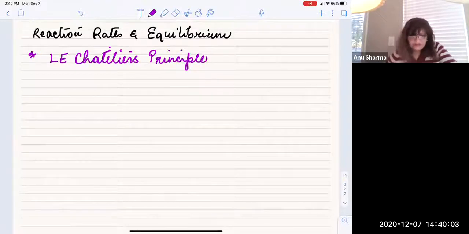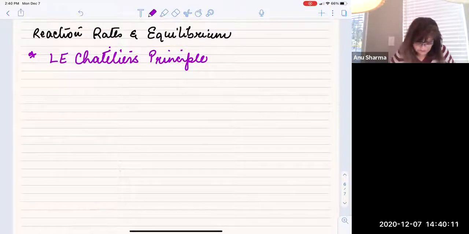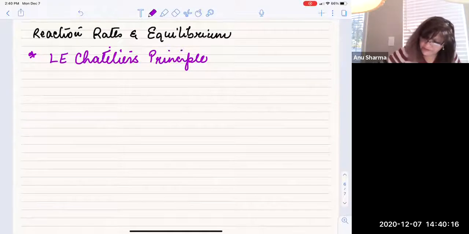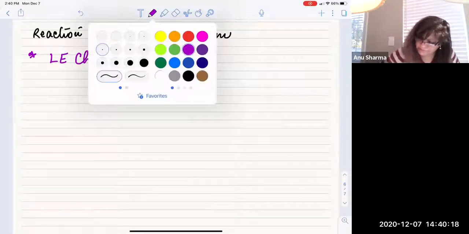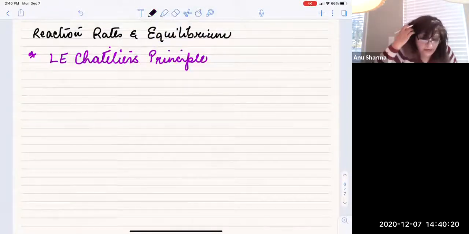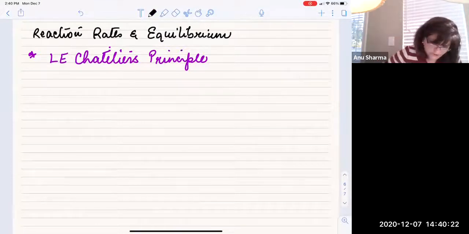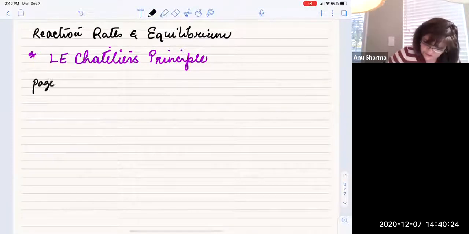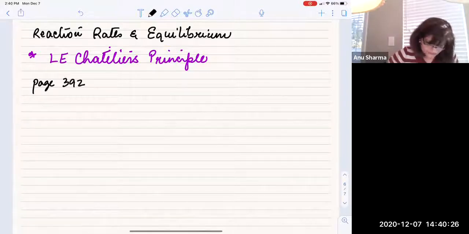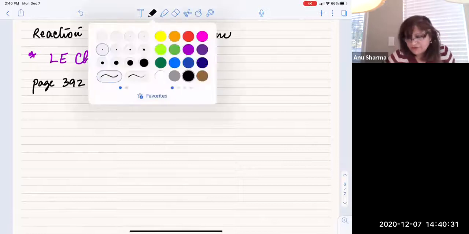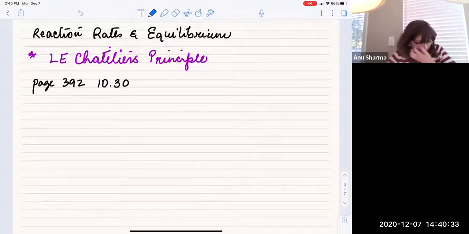All right, now let's look at this question. Let's do this one, 10.30, because some of the questions I'm taking are not exactly from your homework, but are kind of like your homework questions. This is page 392, and this is problem 10.30.